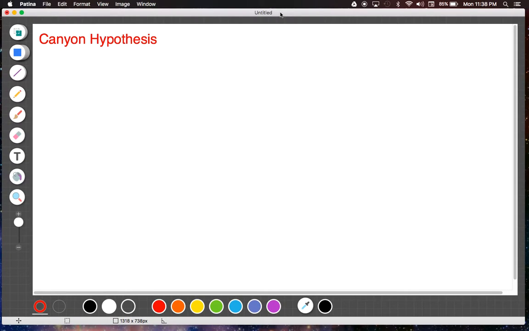Okay, so I'm going to talk about the topic of the canyon hypothesis. The canyon hypothesis has to do with why some viruses are resistant to host immunity and what types of methods they use to acquire this immunity. One explanation for the relative resistance of viruses is the canyon hypothesis.